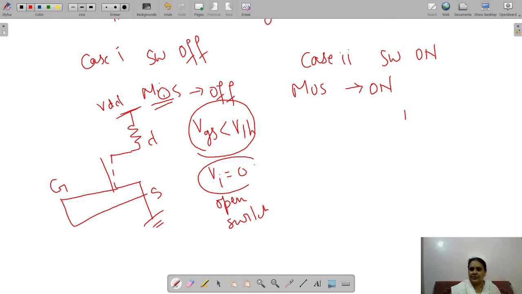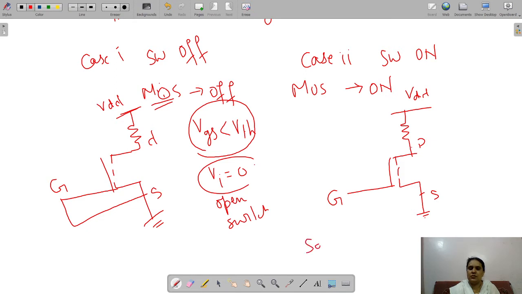In the second case, we have to ensure that the MOSFET is driven in the saturation region. So to make the MOS operate in the saturation region, why? Because the drain current is constant there. Therefore, we are moving the MOSFET into the saturation region.